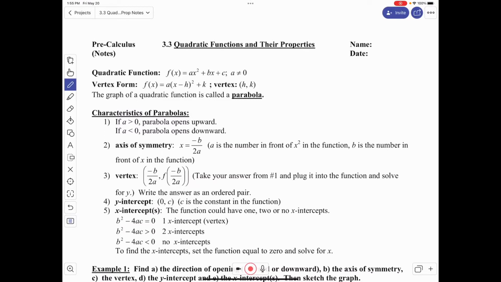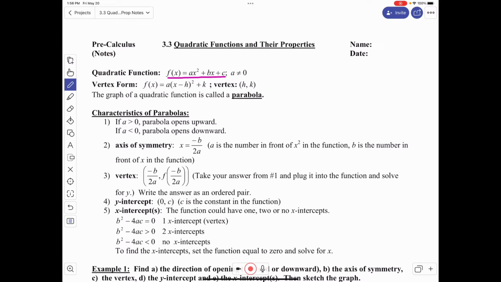Right, this section is on quadratic functions and their properties. So it is important to know how to do these properties by hand, and that's what we're going to go over. The first thing we want to take notice of at the top here is our quadratic function. You have f of x equals ax squared plus bx plus c.